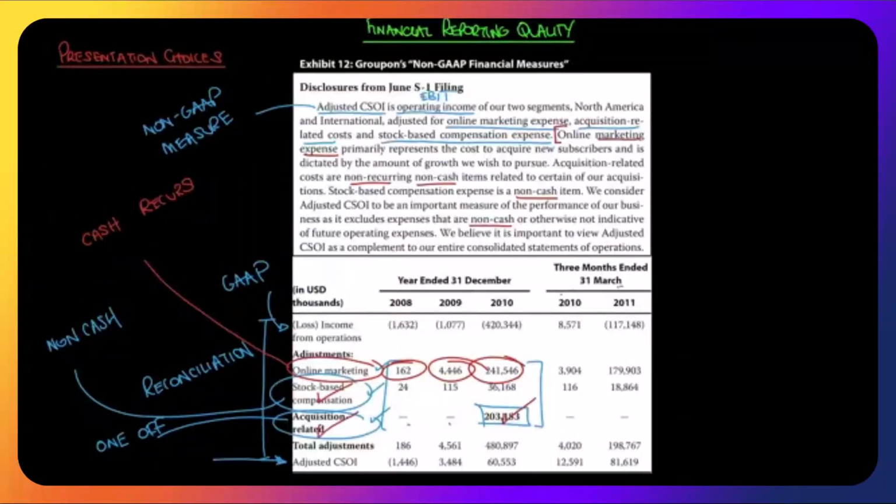Acquisition-related. We believe it's important to view adjusted CSOI as a complement to our entire consolidated statements of operations. Well, you still haven't justified to me this online marketing. Okay, it was big in 2010, smaller in 09 and 08, but time is going this way. It is recurring, and it's recurring with ever larger numbers. You're spending marketing expense. This is the most thinly related excuse to call it justifiable I've ever seen. It's acquisition related. Marketing expenses acquiring customers. Okay.